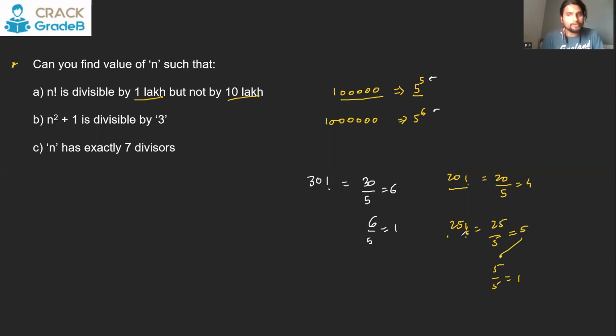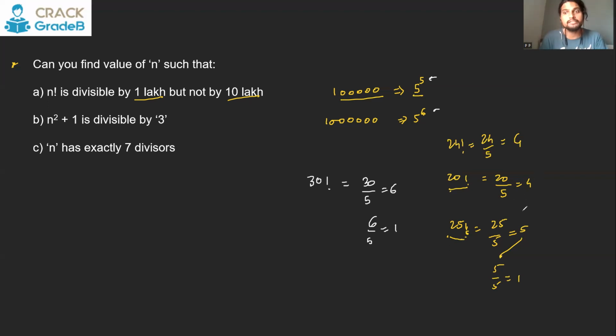So 25 factorial onwards will have 6 or more than 6 zeros. But 20 factorial to 24 factorial, because even if you consider 24 factorial, it will have 24 by 5, 4 number of zeros or 4 number of 5's. And as you go to 25 factorial, directly 2 more zeros will be added.